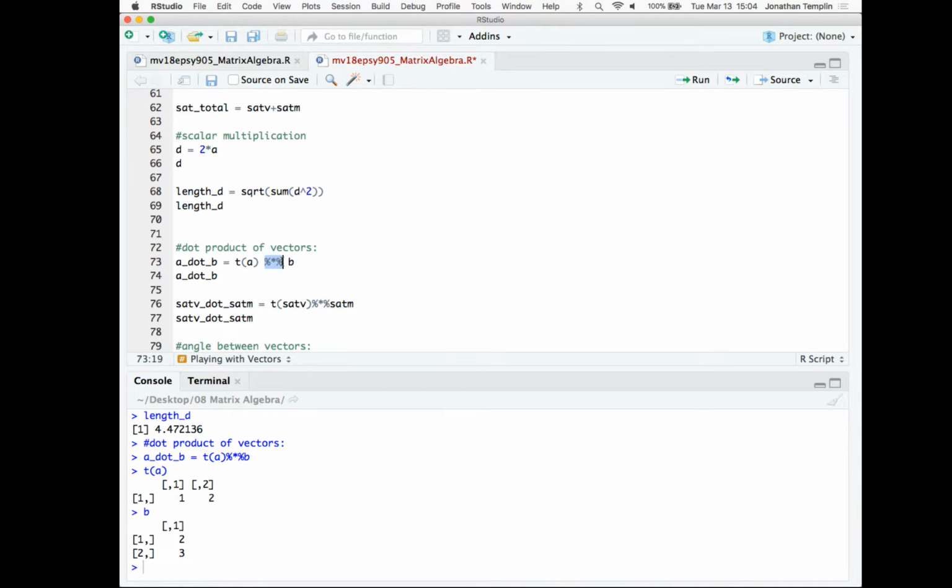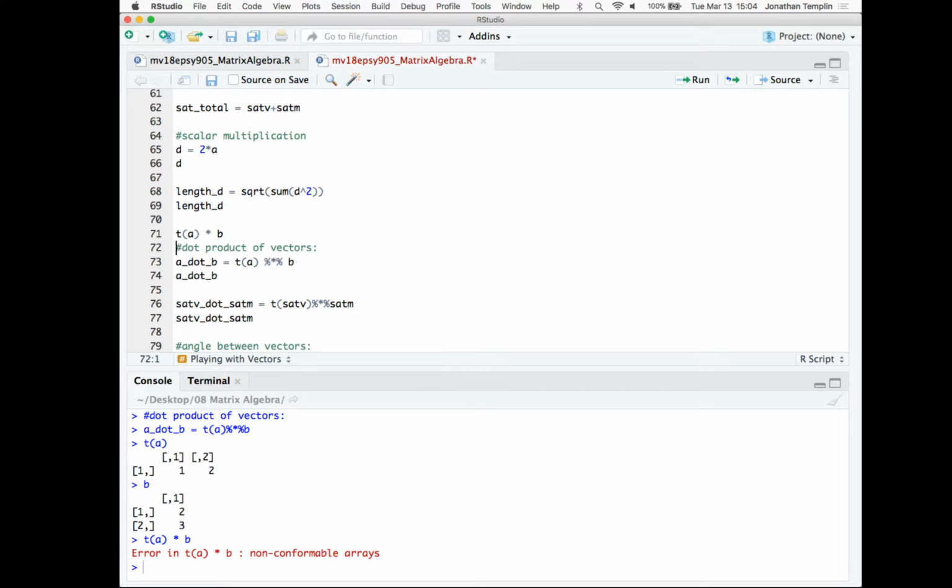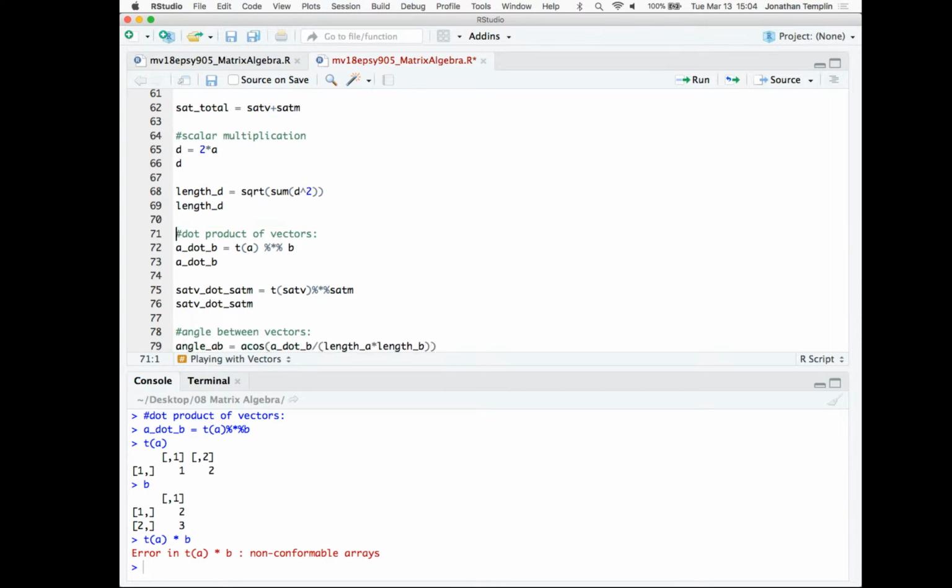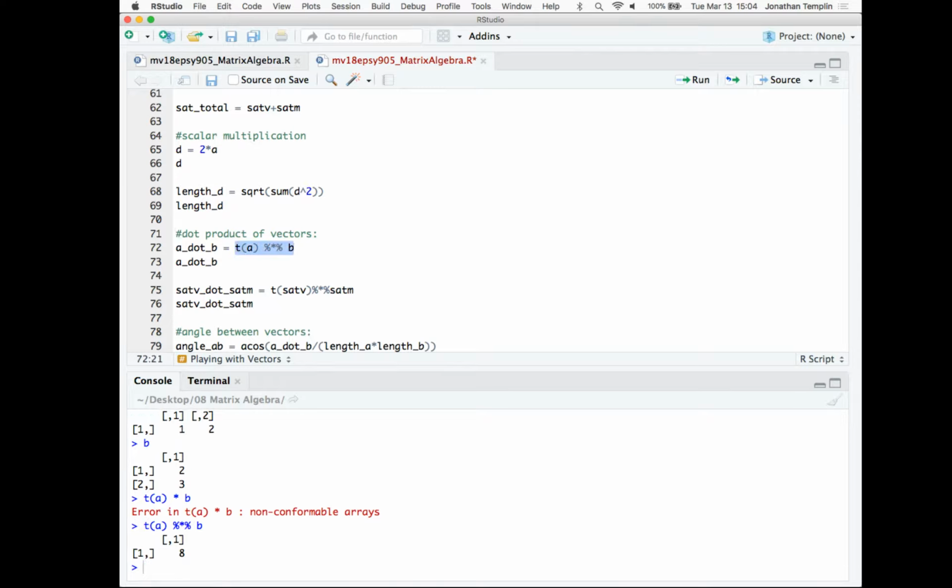That says multiply T of A and B. In fact, if I were just to take off the asterisks like this, it wouldn't be able to do it, right? It can't do that. It says non-conformable arrays. I'll show you why in just a moment. But if I do it this way, it gives me the dot product I'm looking for. So to do matrix algebra in R, it's already built in, with percent signs and so forth. So you can see all of that.